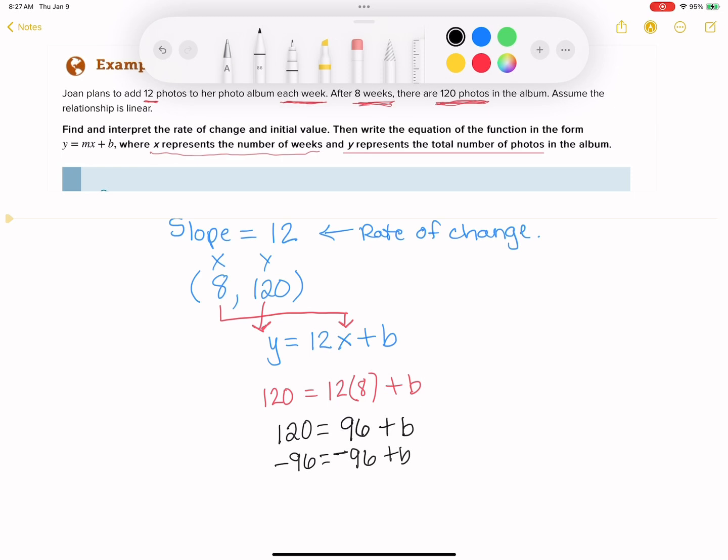So that y-intercept is the b value, and that's when x equals 0. If we start at 0, what is the number of photos that we're starting with? That's what we're trying to figure out. When x is 0, we have 24 photos in that photo album. So now we get the equation y equals 12x plus 24. And that's going to be our final answer.